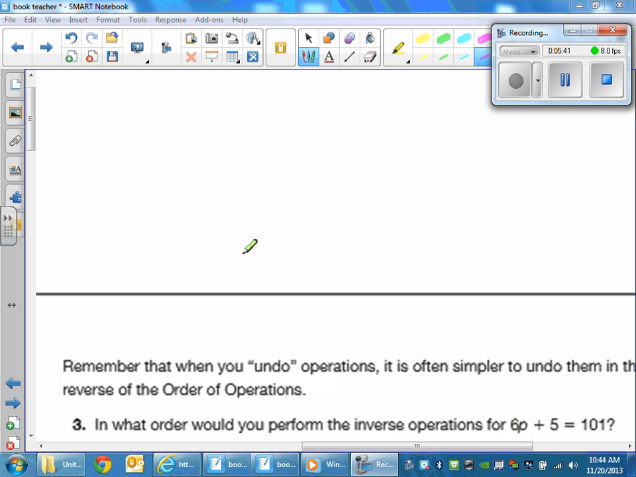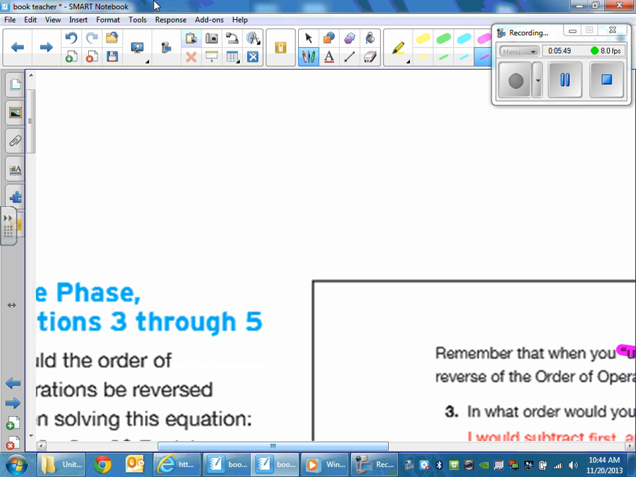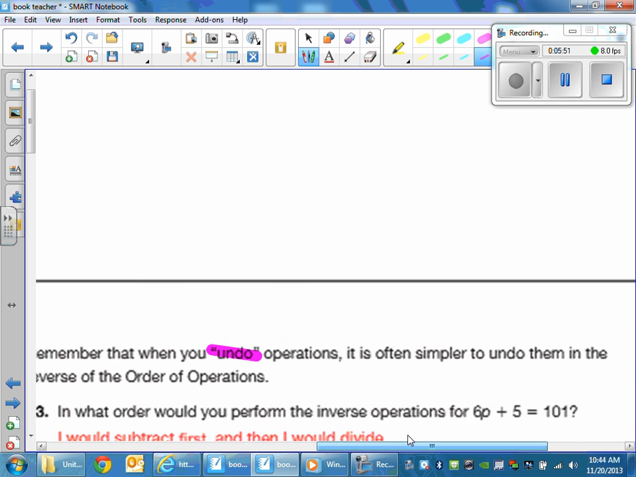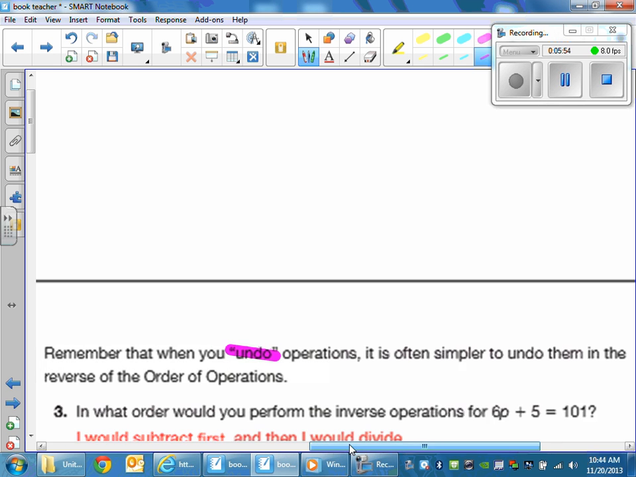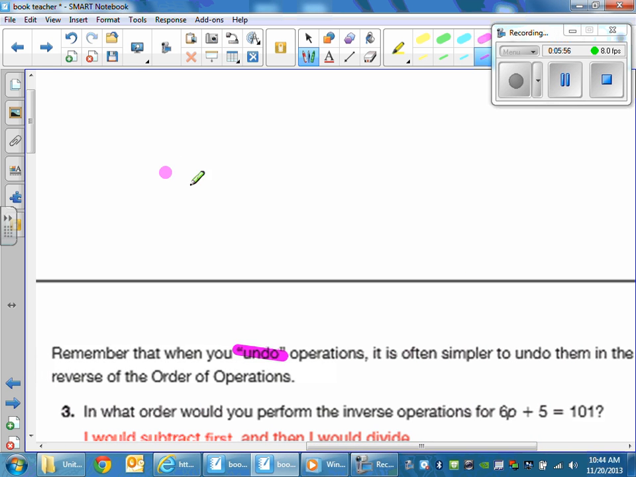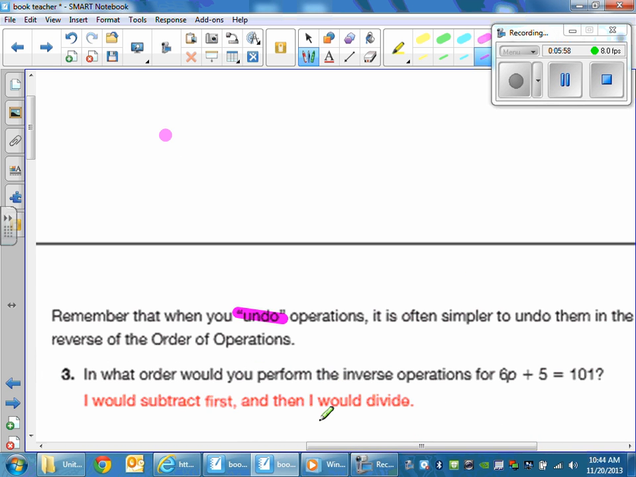Next page. Remember that when you undo operations, it is often simpler to undo them in the reverse of the order of operations. In what order would you perform the inverse operations? Ooh, inverse operations. So undoing operations, we're going to call that inverse operations. New vocab today. For 6p plus 5 equals 101, I would subtract first and then I would divide.